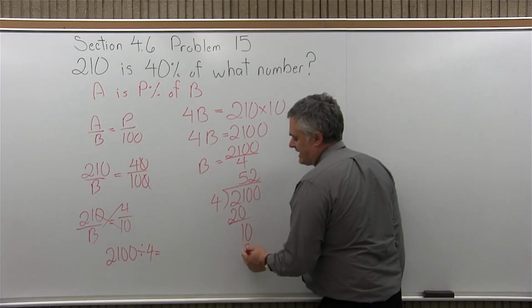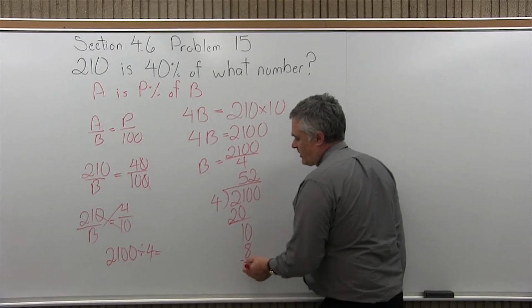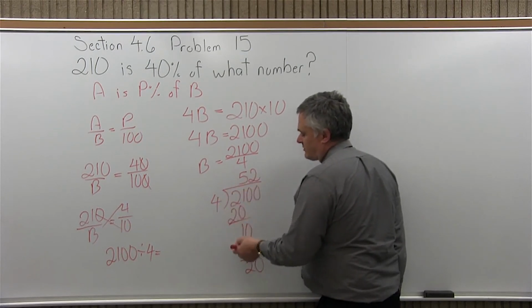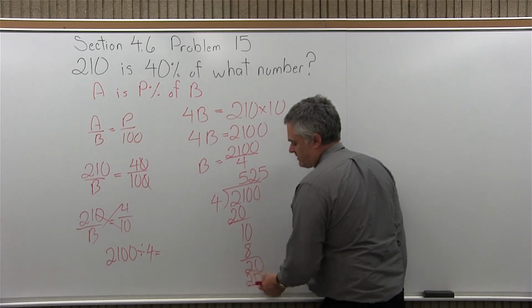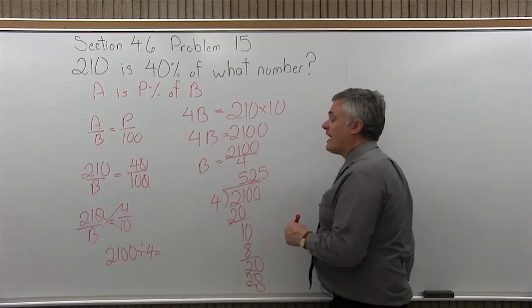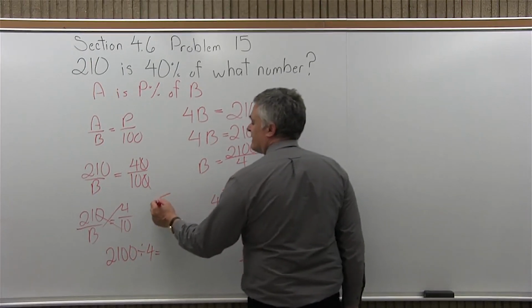2 times 4 is 8. 10 minus 8 is 2. Bring down the next digit, and I have a 20. That'll go in evenly. Something times 4 is 20. Well, times 5, exactly. 5 times 4 is 20. I subtract, no remainder. It fit perfectly. So 525 is the answer.